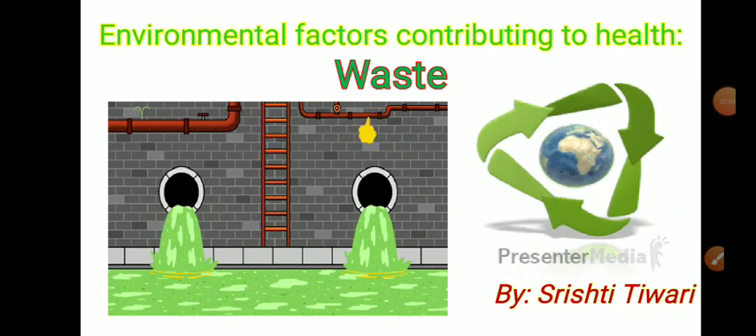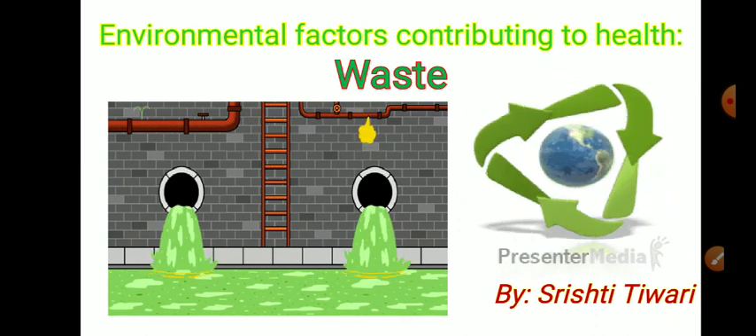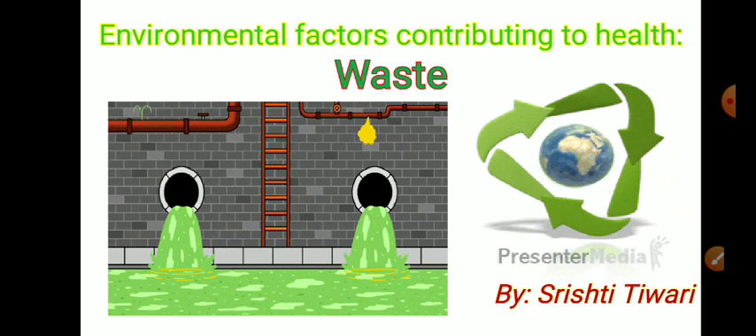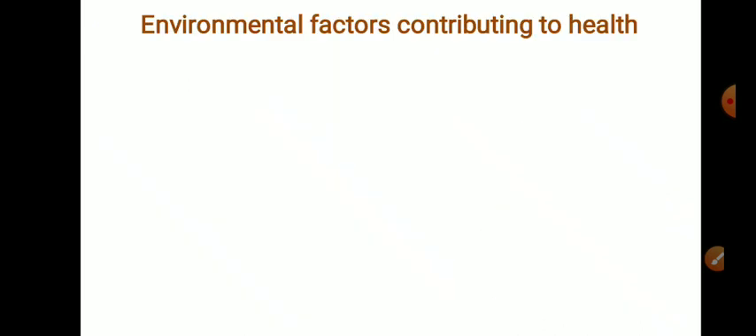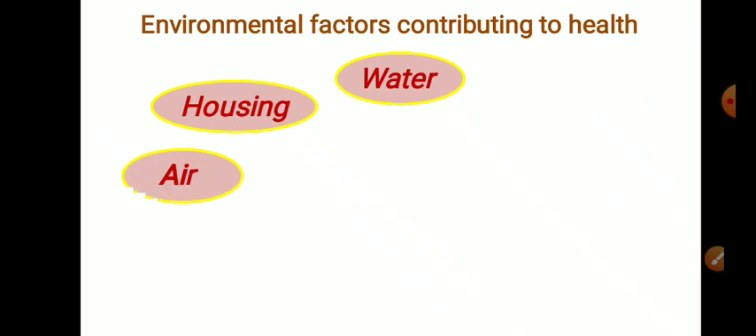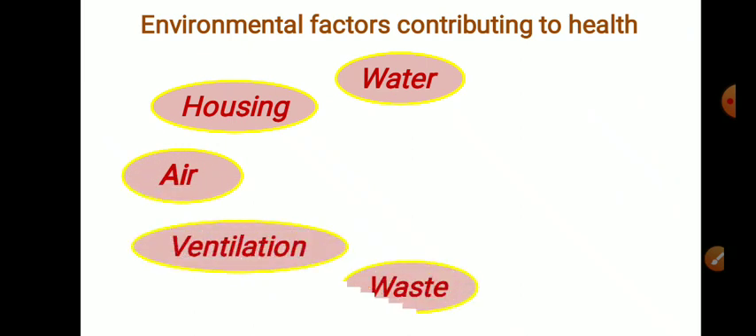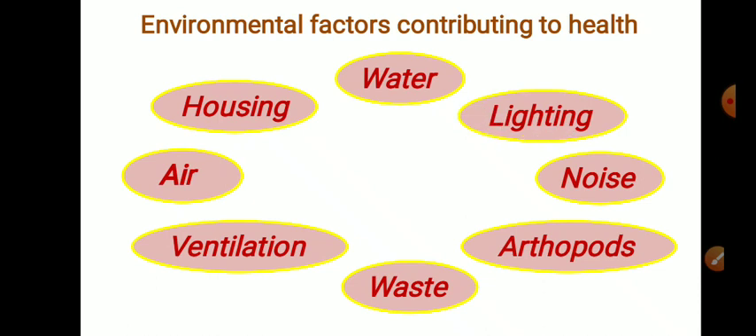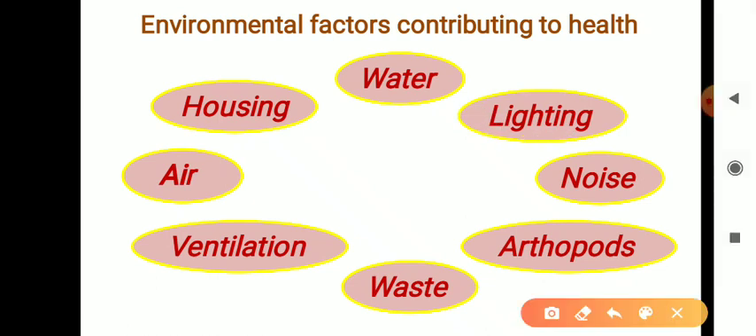Today we are going to discuss the environmental factors that contribute to our health. That is waste. We will have just a review of the factors that influence our health: water, housing, air, ventilation, waste, arthropods, noise and lighting. We have already discussed water and air in the last class, so today we will start with waste.